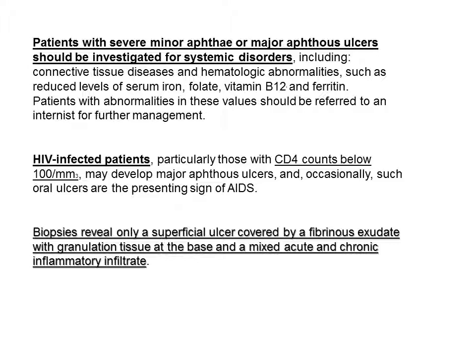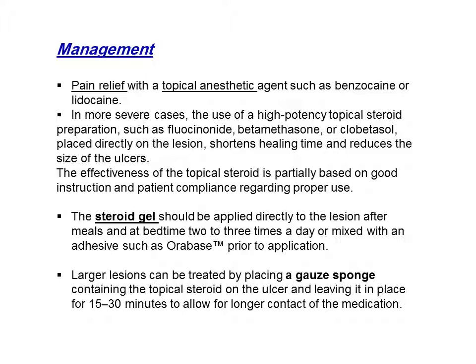Patients with AIDS, HIV infected patients, and mostly those with CD4 count less than 100 per cubic millimeter may develop major aphthous ulcer, and this may be the oral presenting sign of AIDS. Biopsy reveals only a superficial ulcer covered by a fibrinous exudate with granulation tissue at the base, and at the base of the lesion there is a mix of acute and chronic inflammatory cell infiltration. So it is non-specific in the biopsy.